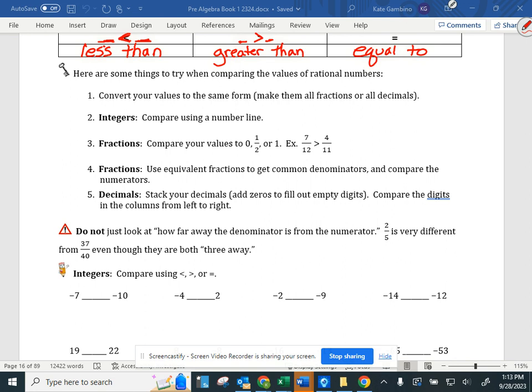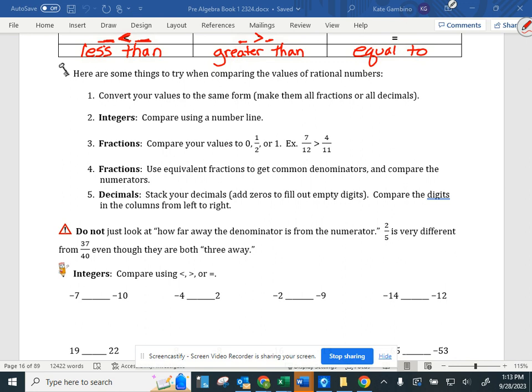So negative 40, we stay home from school, very small number. Negative 5, we still go out for recess. It's warmer, it's a bigger number. So think about those negative numbers on that number line. Fractions, you can compare your values to 0, half, or 1.